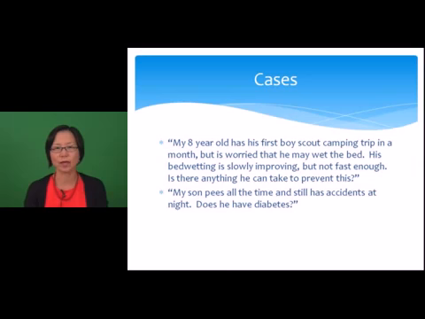So let's start with two cases. The first is a mother who brings in her son and says, "My 8-year-old has his first Boy Scout camping trip in a month, but he's worried that he may wet the bed. His bedwetting is slowly improving, but not fast enough. Is there anything he can take to prevent this?" The second case is another mother who brings in her son and says he pees all the time and has accidents at night. Does he have diabetes?